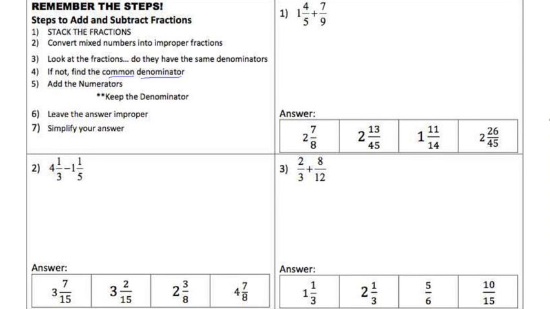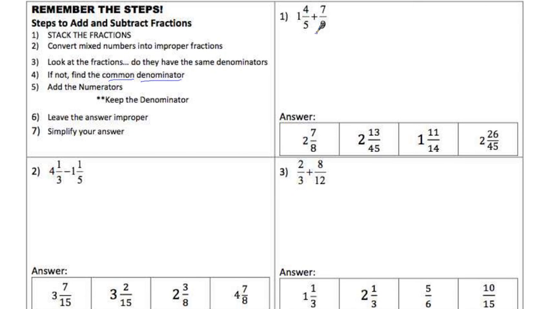So if we look at number 1, remember add, subtract, stack, and rack. So we're going to stack them up, 1 4/5 plus 7/8. Turn mixed numbers into improper fractions. So this becomes 5 times 1 is 5 plus 4 becomes 9/5. This is 7/8. And I can scoot that over if I want to.